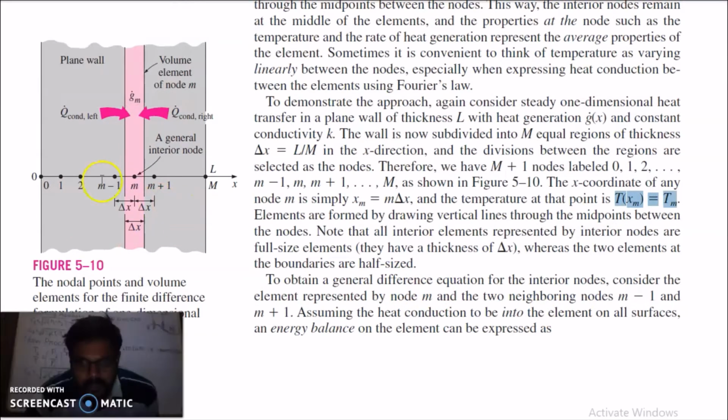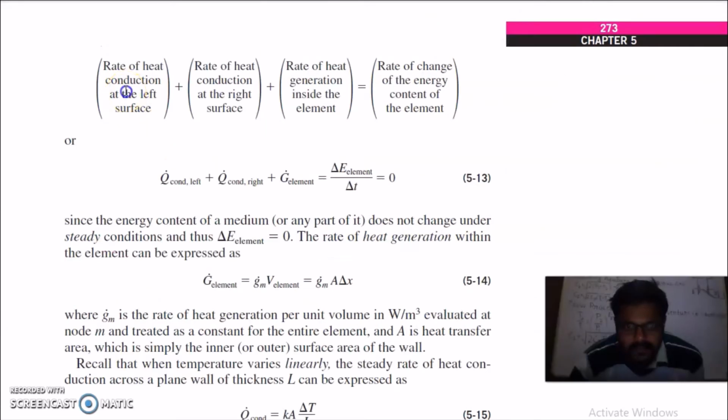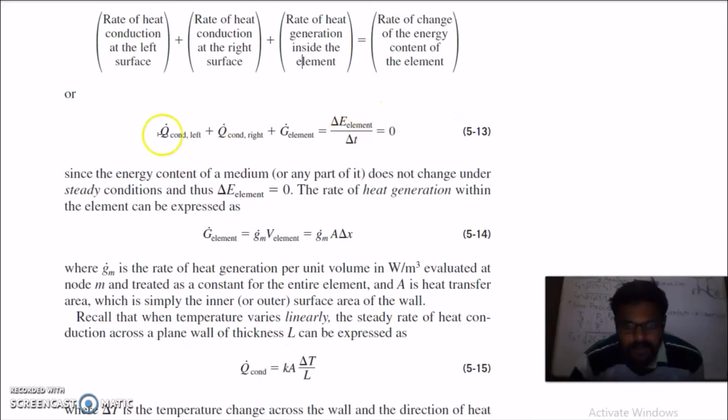To obtain a general difference equation for the interior nodes, consider the element represented by node m and the two neighboring nodes m-1 and m+1. Assume the heat conduction is into the element on all surfaces, meaning Q from the left-hand side of the wall or Q from the right-hand side towards this node m. So apply the energy balance: rate of conduction from the left side plus rate of conduction from the right side plus rate of heat generation is equal to the rate of change of energy content of the element. So this equation.